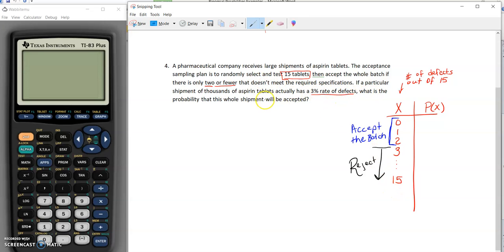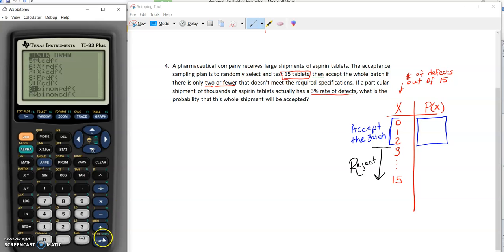So what is the probability that we will accept the batch? The probability we're looking for is the blue ones here. We are looking for these 3 probabilities. So I don't need the whole table, I just need those 3. So in my calculator, there are 2 different ways I'm going to do this. This is part of why I picked this problem, to show you that there are 2 different ways. Okay. So we can do it one at a time, like we did before.